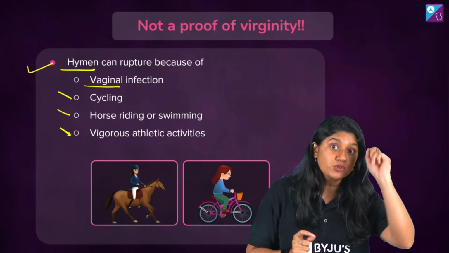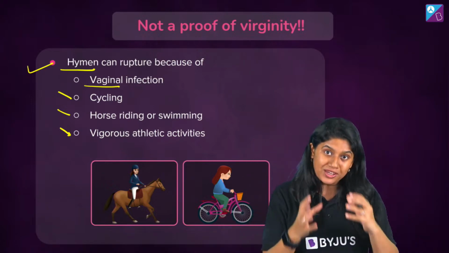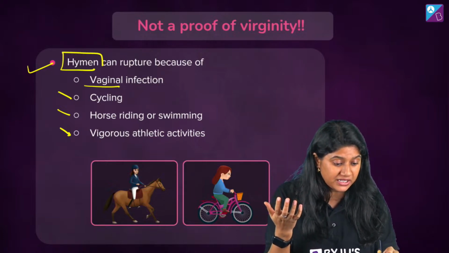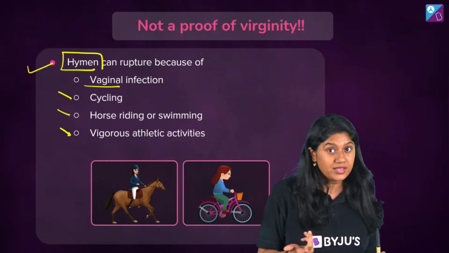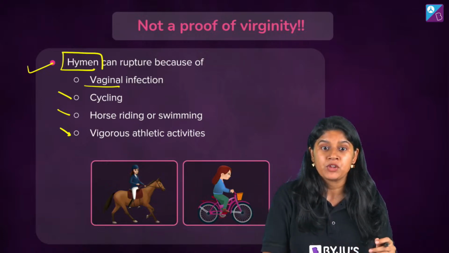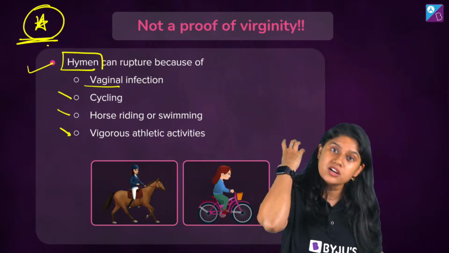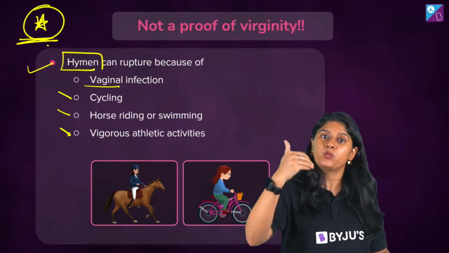So the presence of the hymen is not the proof of the virginity of the girl, and we should be well aware about it. There are times when people will be judging a girl based upon this, but we should never do it. That's a very clear point which is mentioned in our NCERT, and they want us to understand that it is a taboo and we should not be continuing with it.